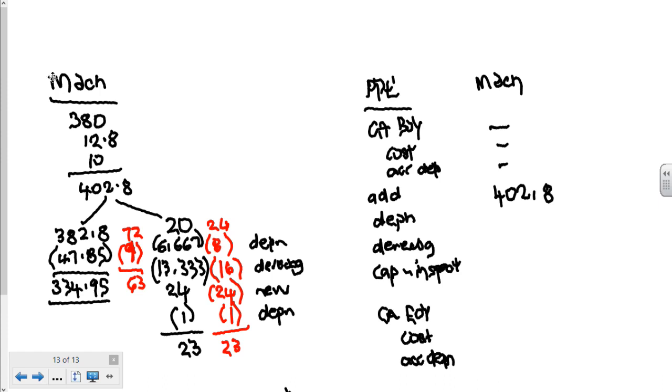Then I have depreciation. There's going to be 3 bits of depreciation. There's this depreciation, which is for the full 9 months. There's this depreciation, which is for the 8 months. And there's this depreciation for the other month. Yes? So we've got to add them all up.